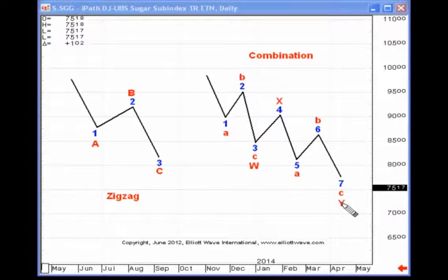Now, this combination here can actually form in a number of different ways. For example, this could be, say, a double zigzag, in which case you have 5, 3, 5, and then you have your X wave, which is always 3 waves, sometimes a triangle, and then another 5, 3, 5 pattern here for a double zigzag. Or you could have a double 3, in which case the first ABC sequence is, say, a flat correction.